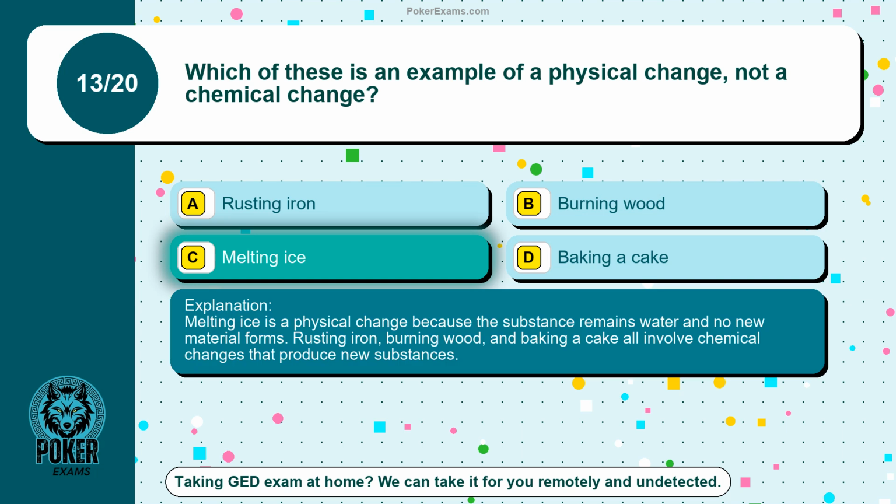Melting ice is a physical change because the substance remains water and no new material forms. Rusting iron, burning wood, and baking a cake all involve chemical changes that produce new substances.